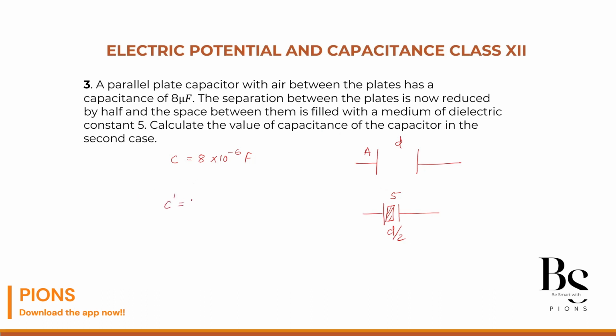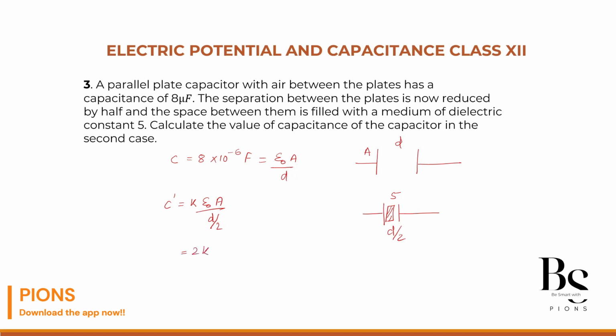So what will be C dash? C dash must be equal to KC. But be very careful with this C. Now this C is no more epsilon naught A by D, because previously it was epsilon naught A by D, right? Now this D is changed. So this will become K epsilon naught A upon D by 2. Now the distance became half.